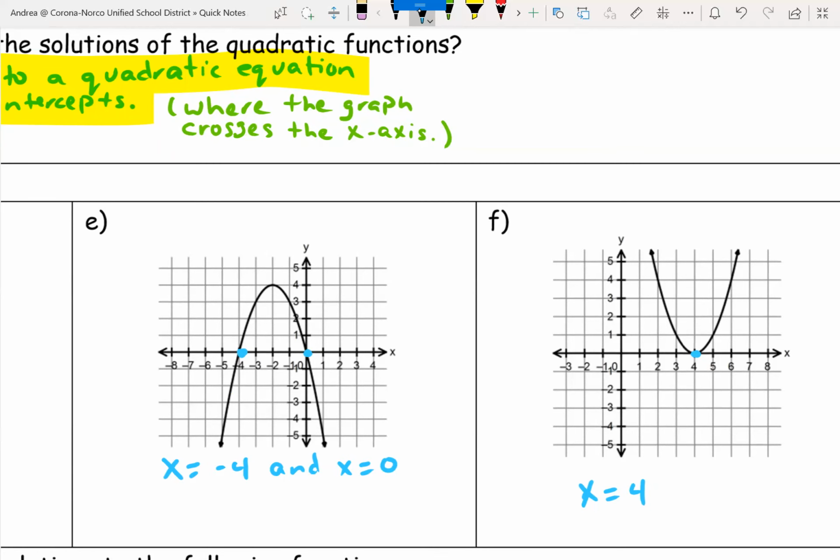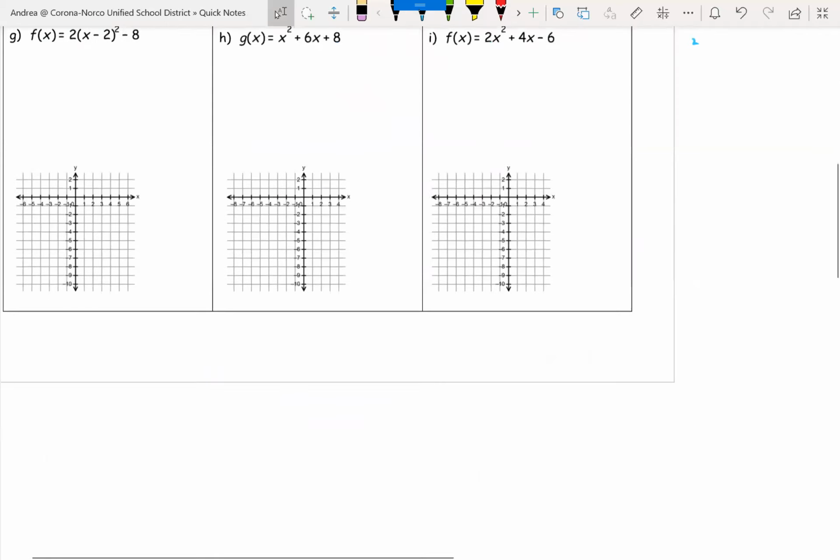What happens if it doesn't cross? It probably doesn't cross the x-axis. Okay, kind of, sort of. So let's write that down on the back. Let's draw a picture and see what it's going to look like.